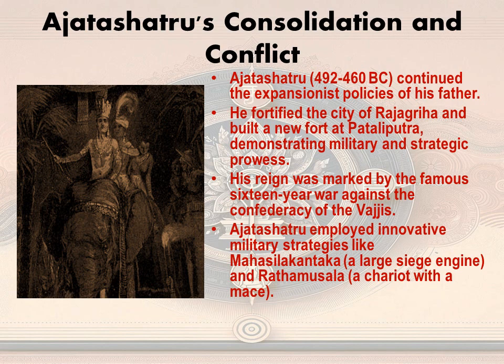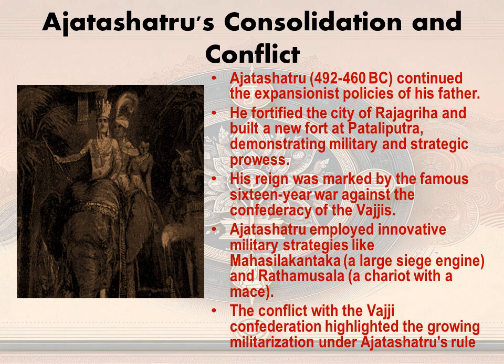Ajatashatru employed innovative military strategies like Mahashila Kantaka, which means a large siege engine, and Ratha Mausala, which means a chariot with a mace. These were a few of the technological innovations implemented by Ajatashatru in his own military forces. The conflict with the Vajji Confederation highlighted the growing militarization under Ajatashatru's rule.